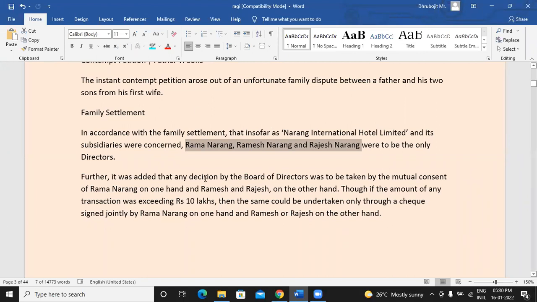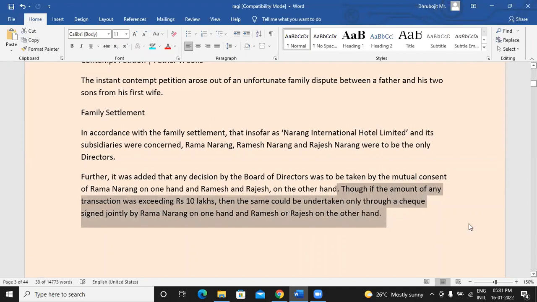Now, further, it was added that any decision of the board of directors, these three directors, any decisions that they wanted to take was to be taken by mutual consent of the father and the sons. Plus, if the amount of any transaction was exceeding 10 lakhs, then the same could be undertaken only through a check signed jointly by the father on one hand and either of the sons. Like signature of at least two directors would be needed.